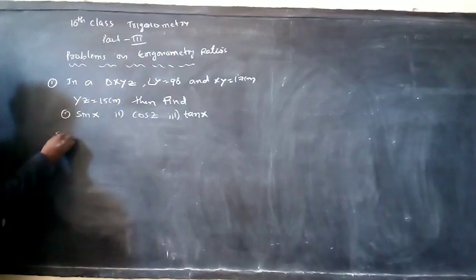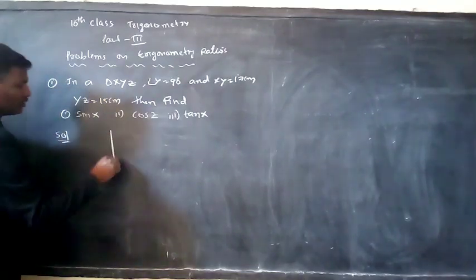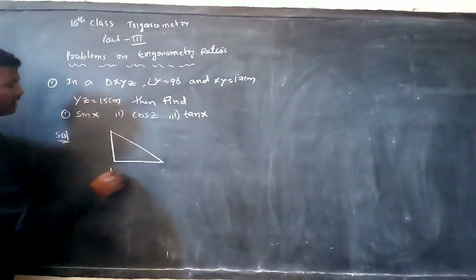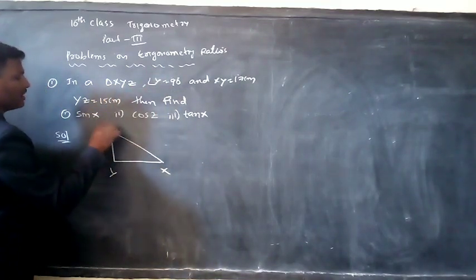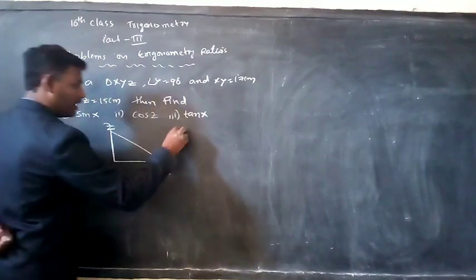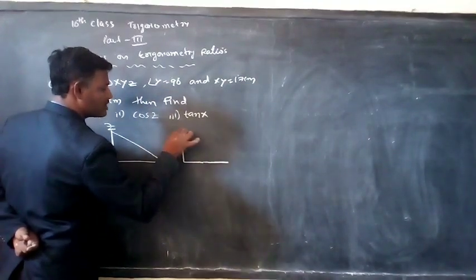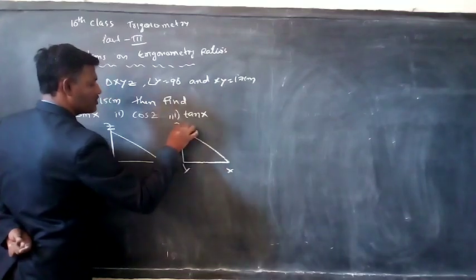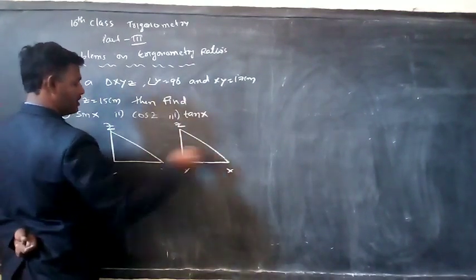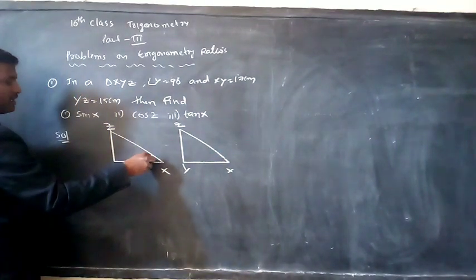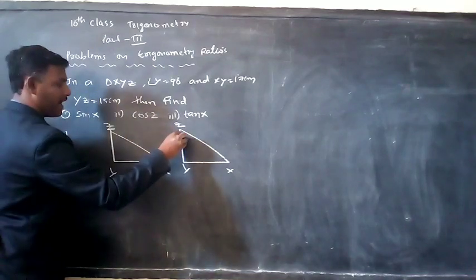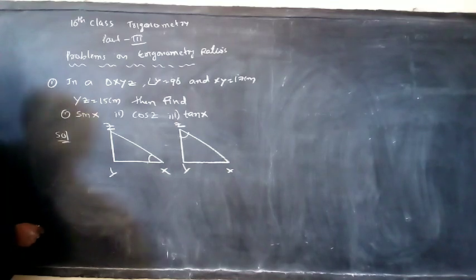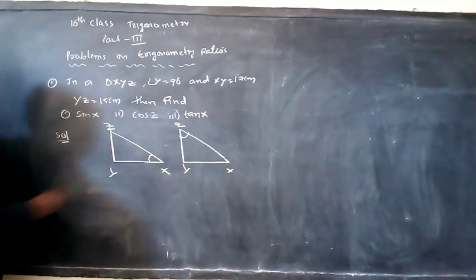In the solution, first I took one triangle that is right angled at Y. So Y, X and Z. I am taking this triangle two ways. First I am taking the angle at X, next the angle at Z. And according to the question, what is the value of XY?